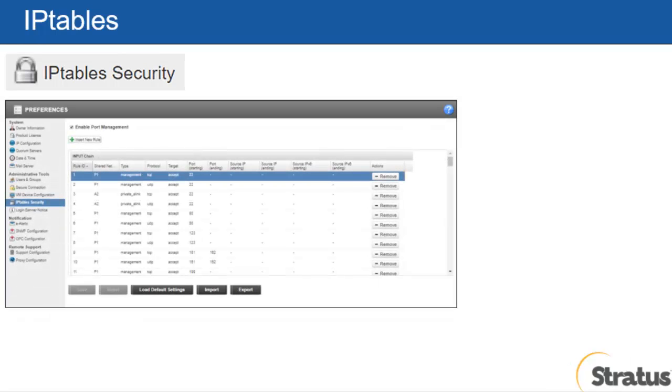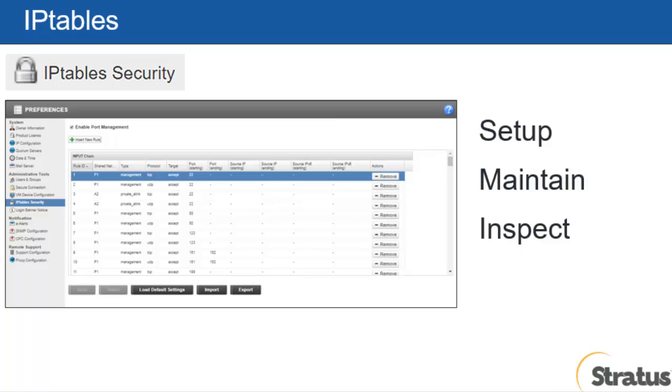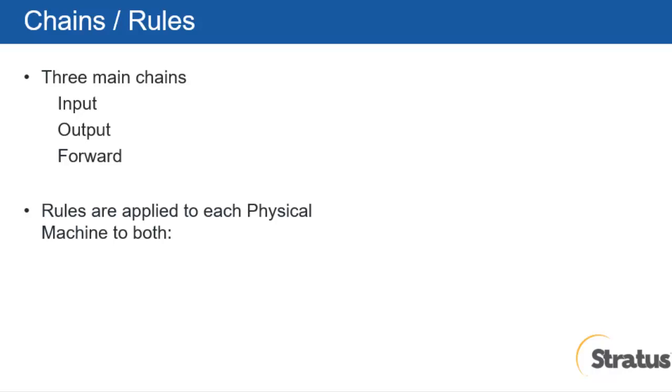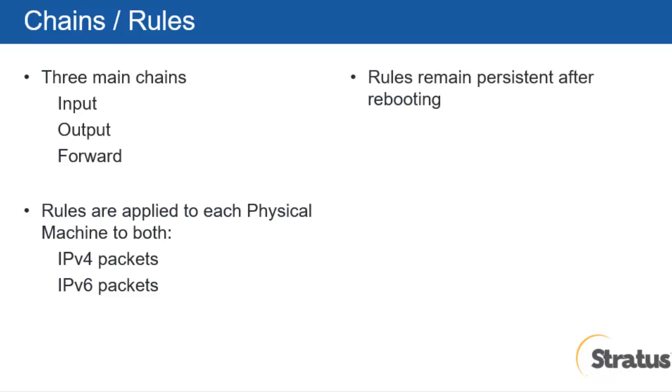Using the IPtables security page, you can set up, maintain, and inspect the various filter table chains and their underlying rules. You have access to the three main chains, input, output, and forward, for applying the packet filtering rules you need. With ZTC Edge systems, the rules are applied to each physical machine, to both IPv4 and IPv6 packets, and the rules remain persistent after rebooting.